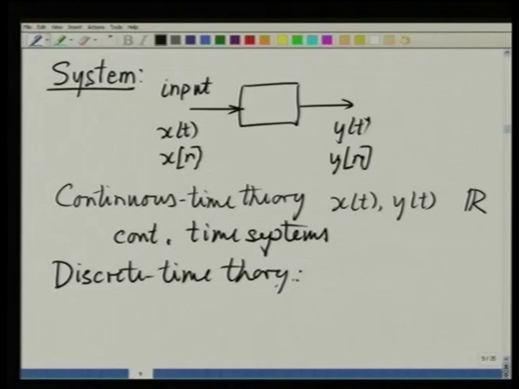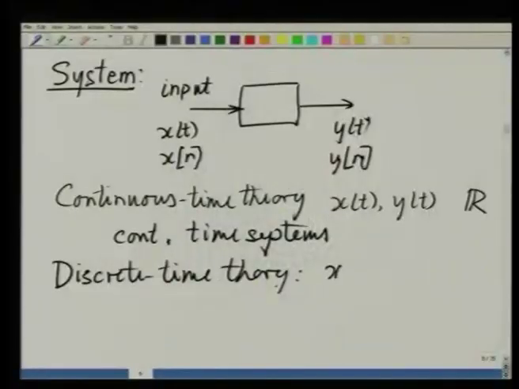In discrete time signal and system theory, everything is in discrete time. Time is not a real number, time is represented by the set of integers. Thus, input signals would be represented by x[n]. Remember that we use brackets here, whereas here we use parentheses for continuous time. Discrete time signals have the argument enclosed in brackets. This is just to distinguish discrete time signals from continuous time signals. The output signal would similarly be something like y[n], and such signals would relate to each other through discrete time systems.